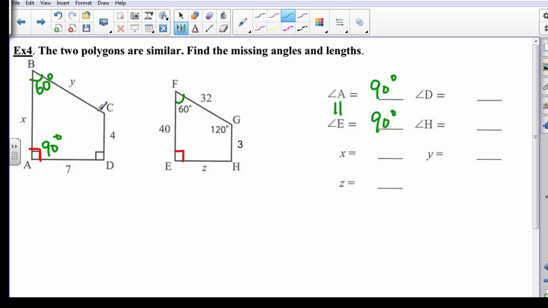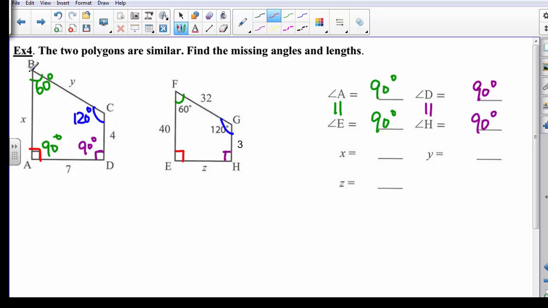Angle G corresponds to angle C. So angle C is also 120 degrees. Angle H corresponds to angle D. So this one is a right angle. So angle D is a right angle, and angle H is also 90 degrees. And these two are the same. So right now we need to look for the missing lengths, X, Y, Z. How can we find X?